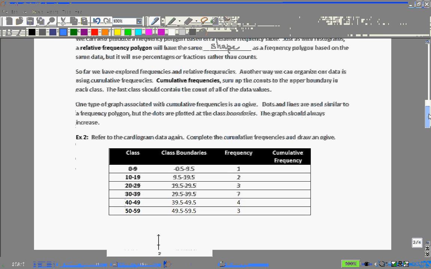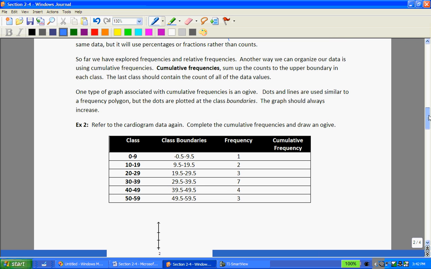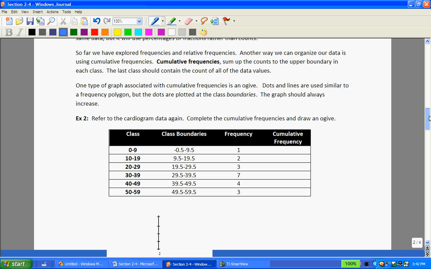One type of graph that's associated with cumulative frequencies is an ogive. Dots and lines are used similar to in a frequency polygon, but the dots are plotted at the class boundaries. The graph should always increase as you're reading it from left to right. So example 2, this is our cardiogram data again, and we have the class boundaries and the frequency already filled in for us. And this time we're going to come up with the cumulative frequency. So with the cumulative frequency, I'm just adding up the frequencies as I go higher and higher.